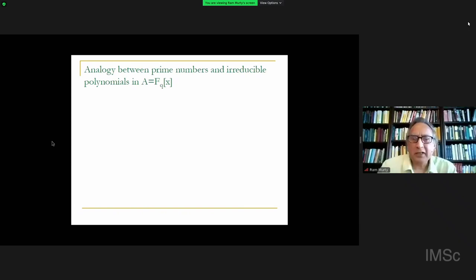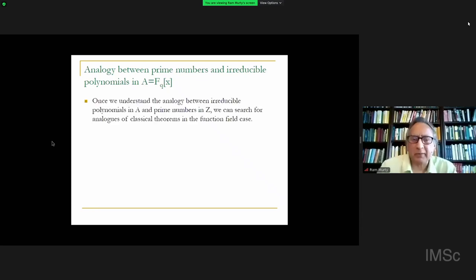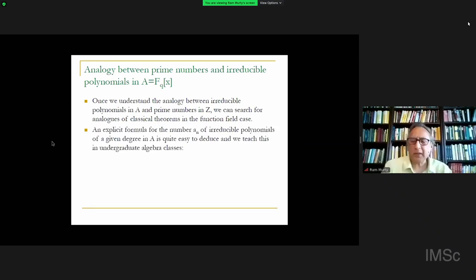So the analogy is between prime numbers and irreducible polynomials. You take a finite field of q elements, F_q, and look at the polynomial ring A. The analogy is that irreducible polynomials in this ring A and prime numbers in the ordinary integers are analogous, and we can search for analogs of classical theorems in the function field case. So once you have set up this analogy, you can begin a program of research. You can see what theorem in the number field world corresponds to what theorem in the function field world, or you can go in the other direction. This is basically the theme that Artin had initiated.